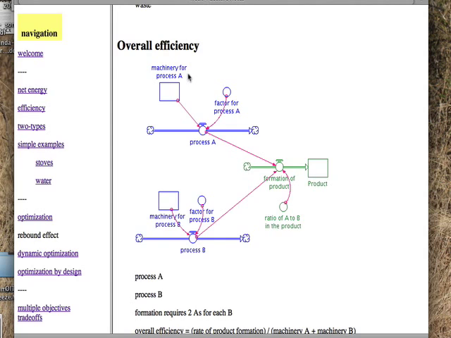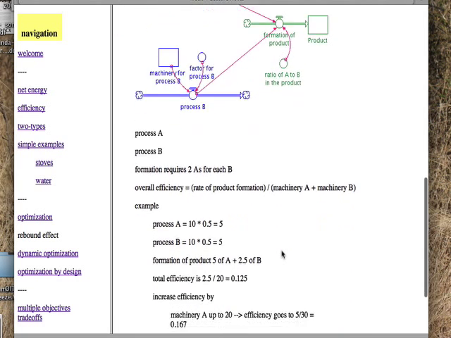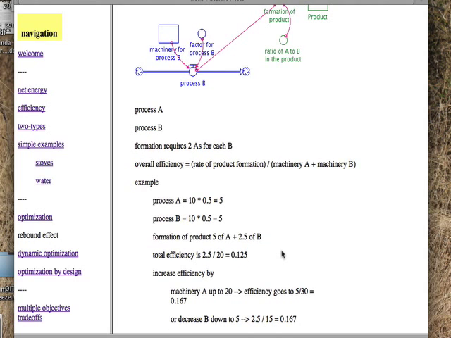So just the basics of this is if you have too much machinery for process A, this is going too fast and you've wasted your investment in this machinery. Or if you had too much machinery for process B, same thing, you wasted having too much machinery in process B. Now, I'm going to go through a simple calculation on this that shows how this might work, and the little equations are given down below.